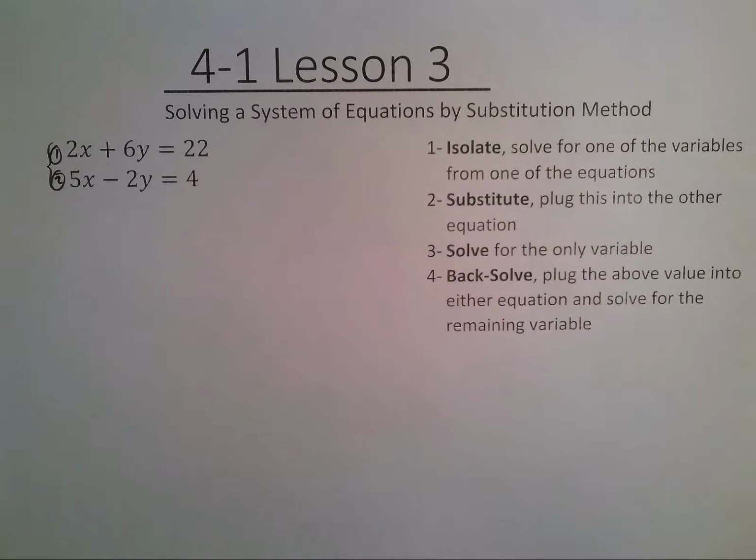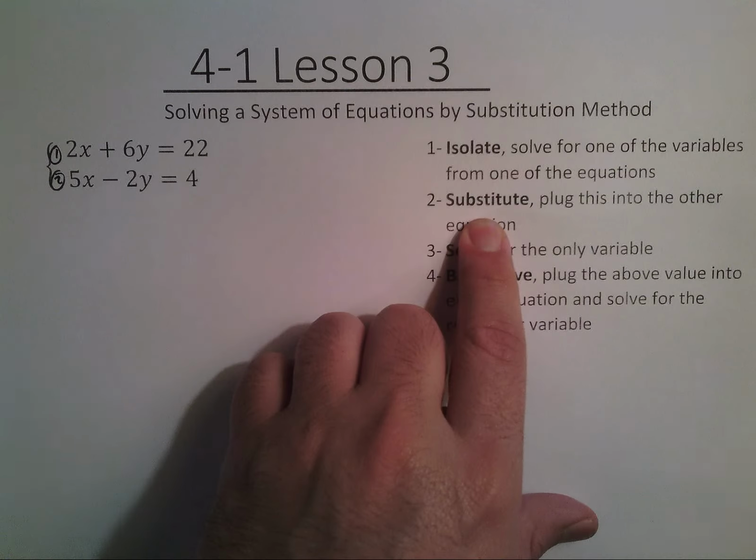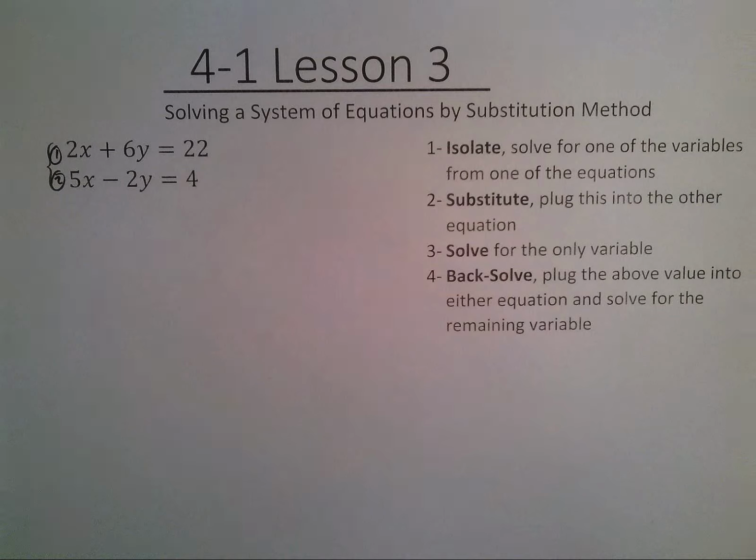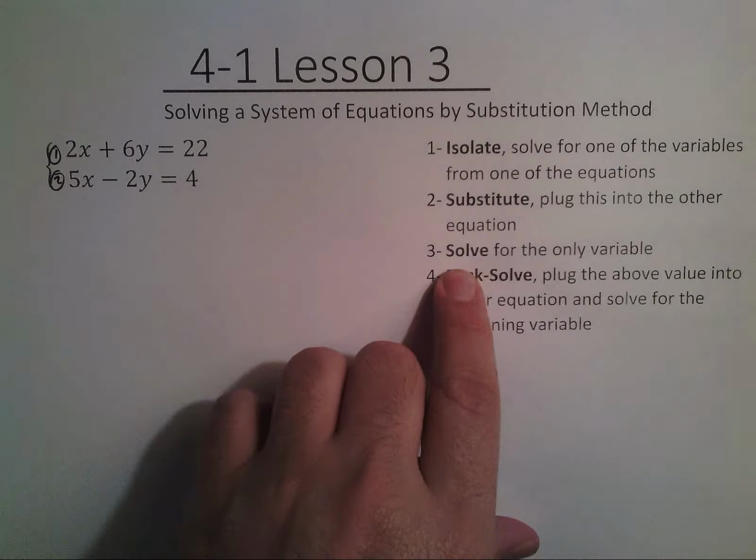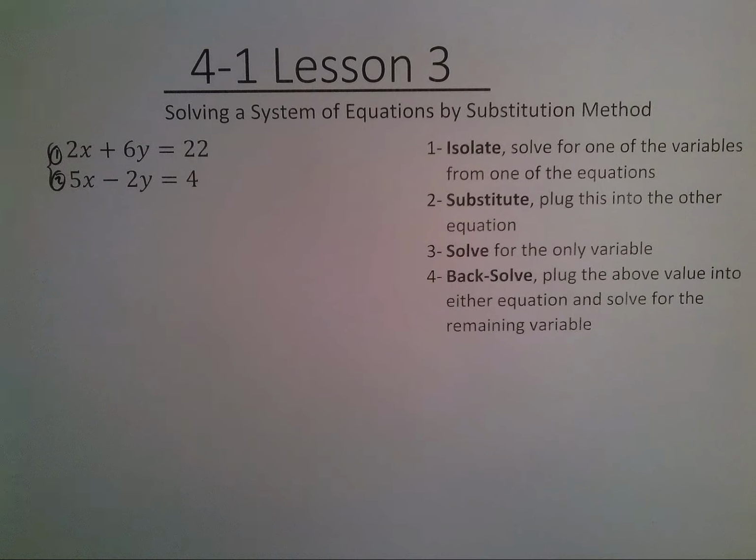So, step 1, isolate. We're going to solve for one of the variables from one of the equations. So once we know what either x or y is, we're then going to plug this into the other equation, or substitute that in. Then, step 3, we're going to solve this for the only variable remaining. And lastly, I'm going to take that value and backsolve. In other words, plug this value into any of the other equations and solve for the remaining variable.